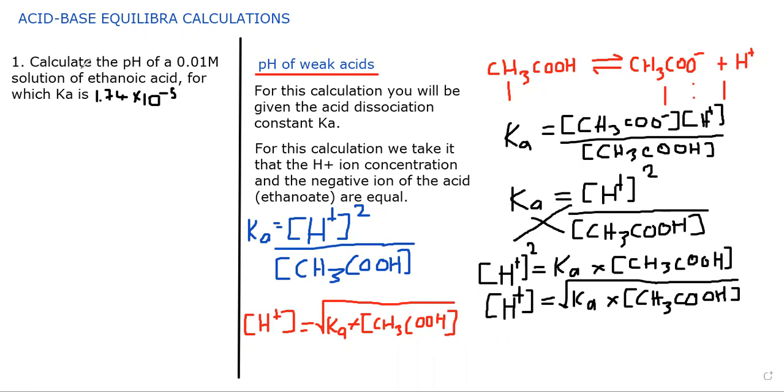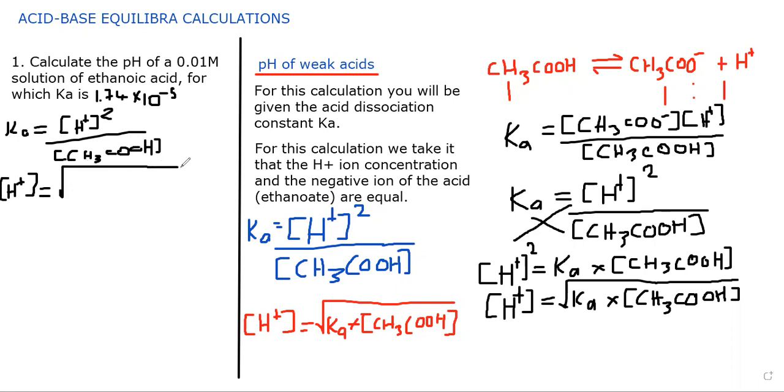For example, it says calculate the pH of a 0.01 moles per dm cubed solution of ethanoic acid for which Ka is this. So we know that Ka is equal to H plus squared divided by the acid concentration, which means that the H plus concentration is equal to the square root of Ka times the acid concentration.